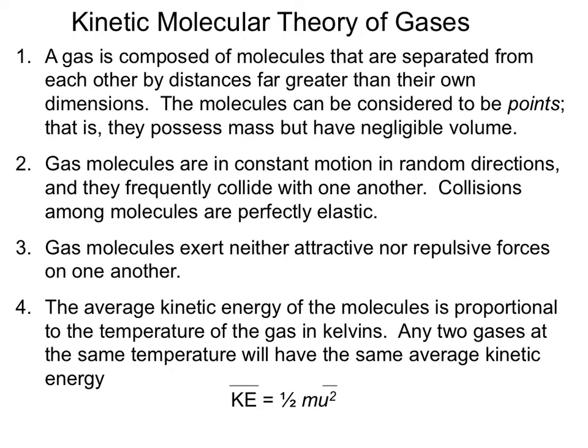The last assumption we've been making is that the average kinetic energy of the molecules is directly proportional to the temperature of the gas in Kelvin. So basically any two gases at the same temperature are going to have the same average kinetic energy. We've been making these assumptions throughout our calculations so far. We've been saying that the gases are therefore behaving as ideal gases and not considering any of the other potential volumes or collision types or attractive forces that may actually come into effect in reality.